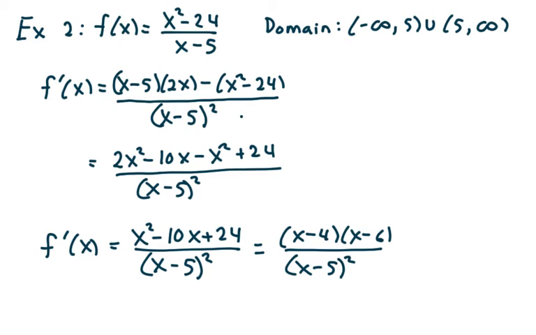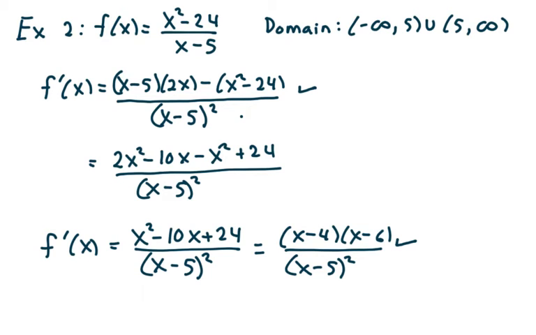Let's look at example 2. So f of x equals x squared minus 24 over x minus 5. When you take the first derivative, I apply the quotient rule, and you're going to see that f prime of x is x minus 4 times x minus 6 over x minus 5 squared. So we need to find the critical numbers.